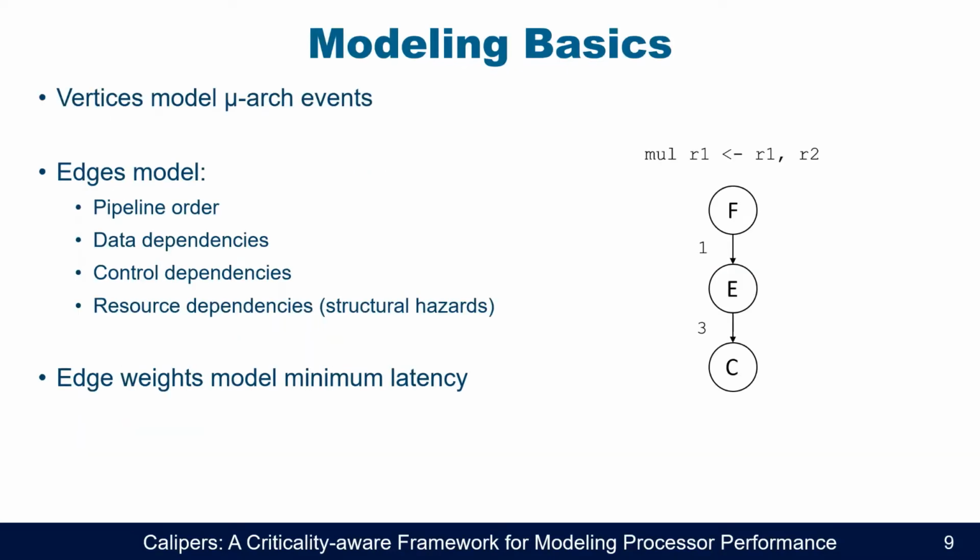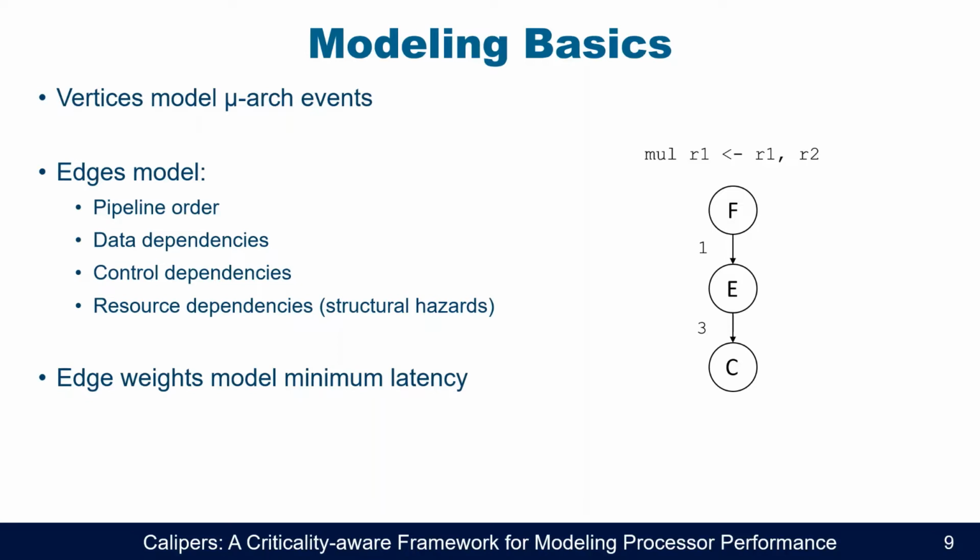As I mentioned earlier, Calipers models the execution using an event dependence graph. A vertex in the graph denotes a particular microarchitectural event that a dynamic instance of an instruction undergoes. For example, for the multiply instruction shown on the right, there are 3 events: fetch, execute, and commit. More vertices or events may be defined for higher modeling accuracy or flexibility.